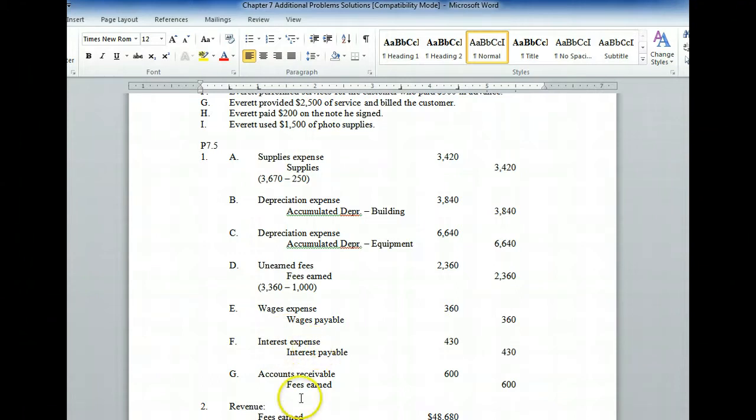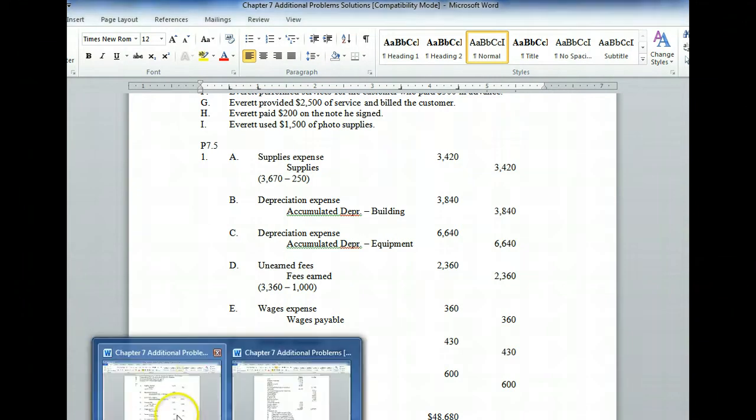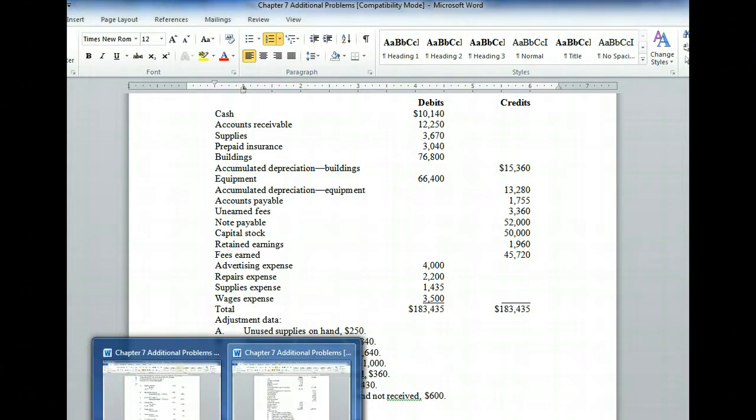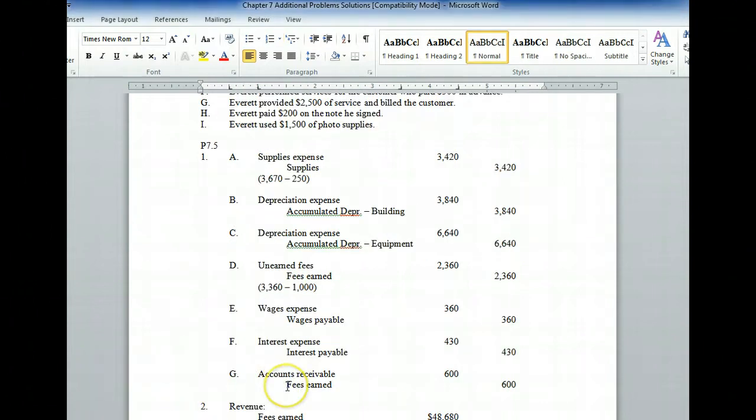The last one here, I'm just going to look at the entry, see if I can explain it. So we have accounts receivable and fees earned. It looks like we forgot to record a revenue is my guess. Let's go back and look at the entry. The entry says fees earned but not recorded, not received. So we forgot to record a revenue transaction. So there is the receivable, the debit, and the revenue is the credit. So there is a quick problem for you to look at.